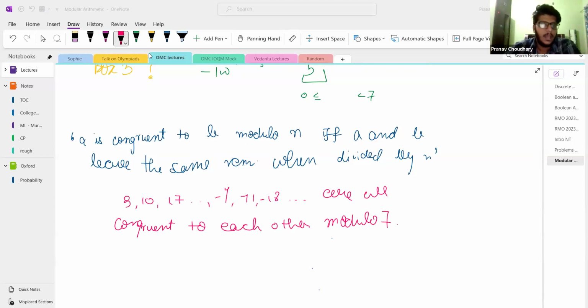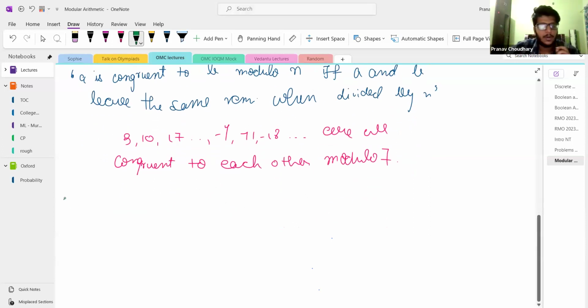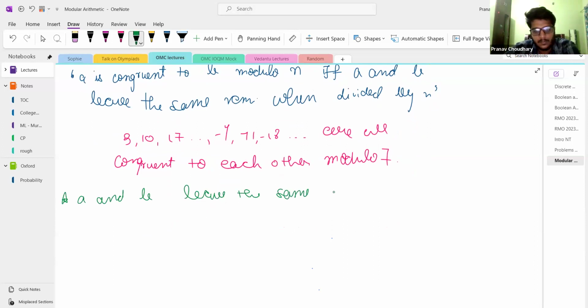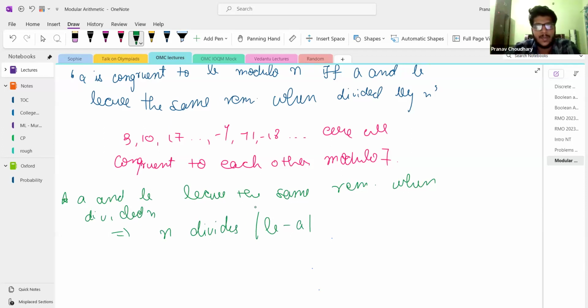One side note: if A and B leave the same remainder when divided by anything n, then n divides B minus A. It's not needed, by the way. This is not very hard to prove, so I'll give this as an exercise if you want to prove it. If you find this obvious enough, that's up to you.